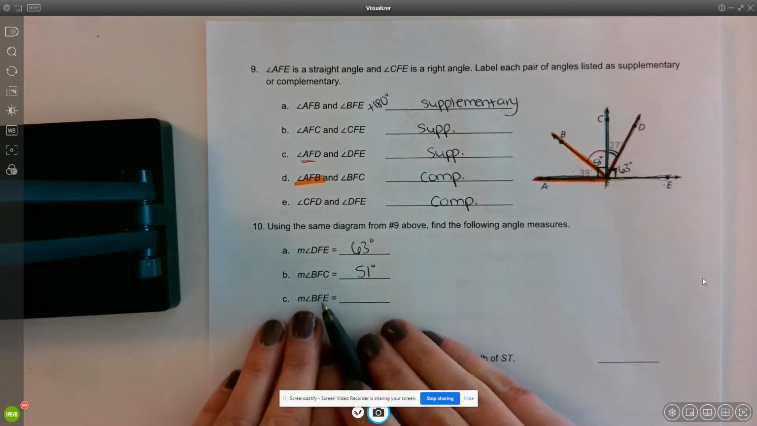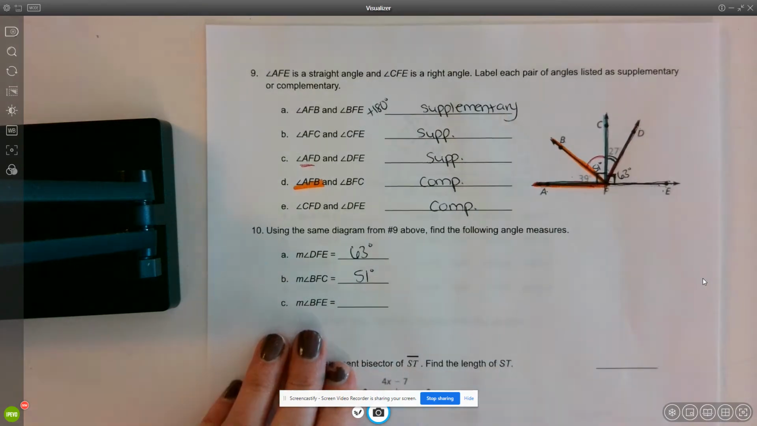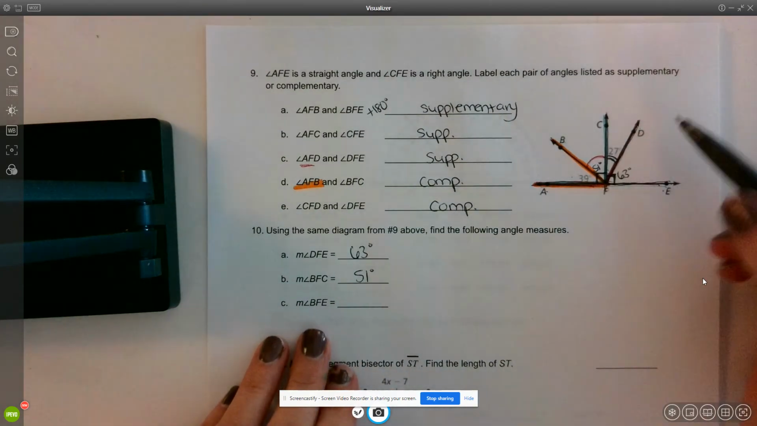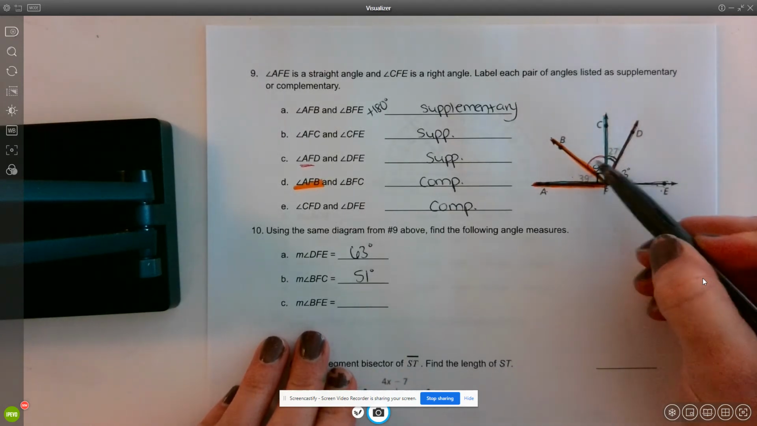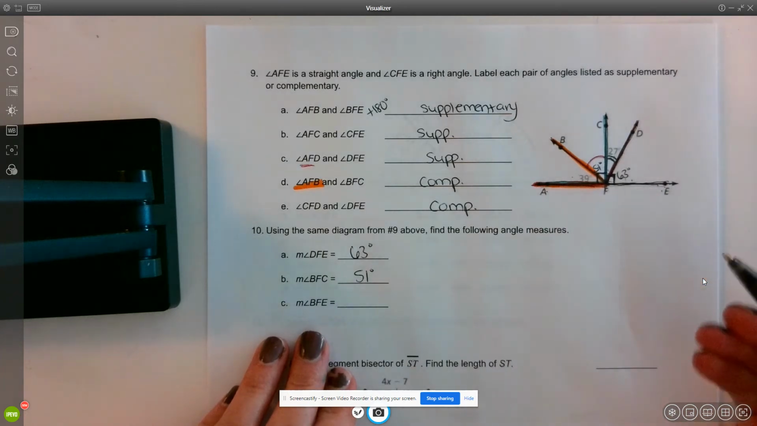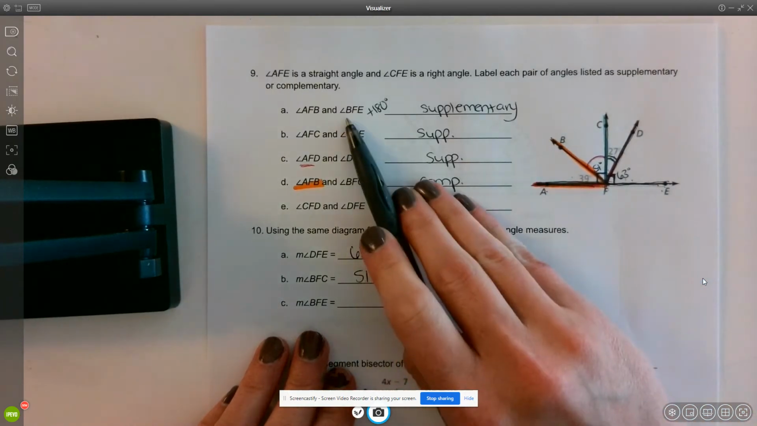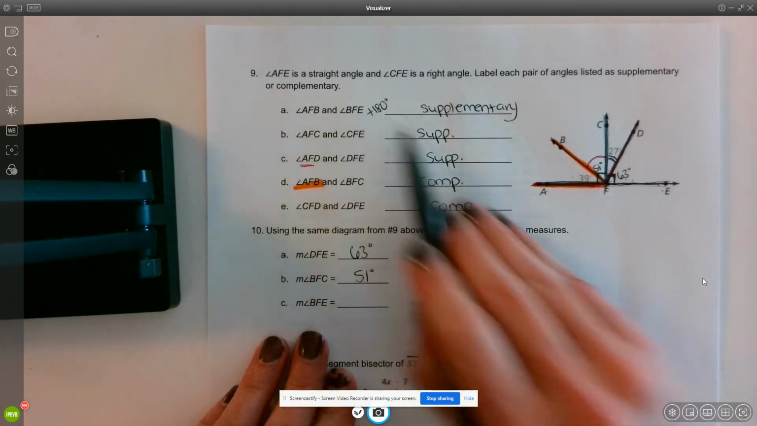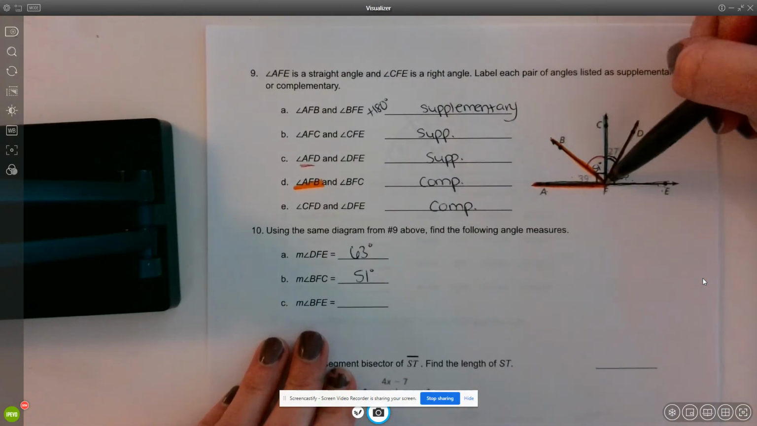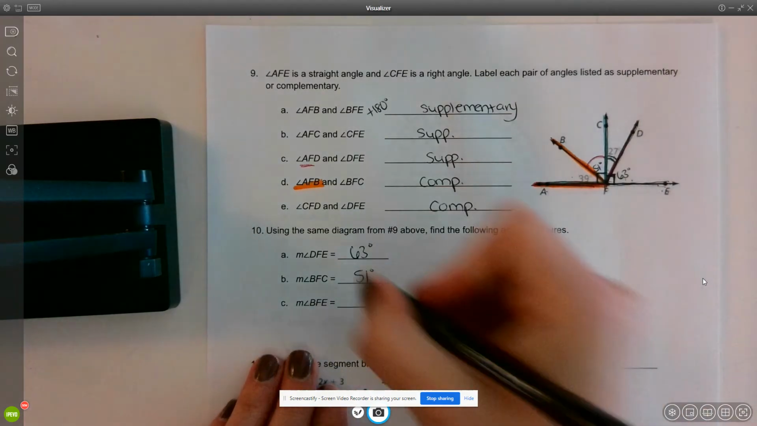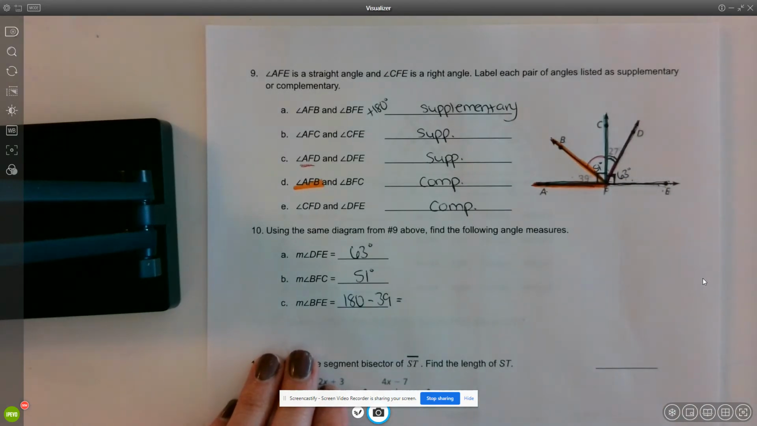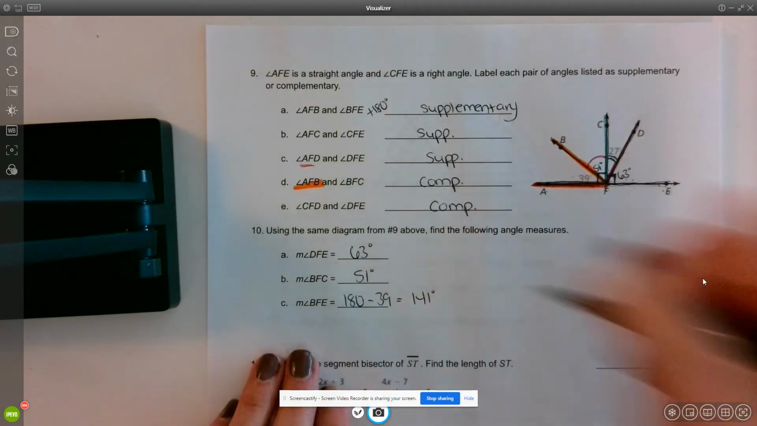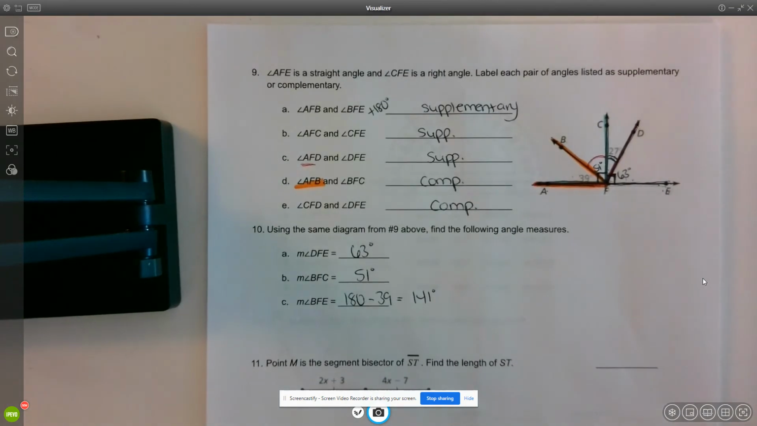Now here, the measure of angle BFE, I could do this a couple different ways. I have these three measures now, that I could add all together to find the measure of angle BFE. Or I know angle BFE and angle AFB are supplementary. So this orange angle and angle BFE must add up to 180. So I could do 180 minus 39 degrees to get 141 degrees. There's more than one way to find these measures.